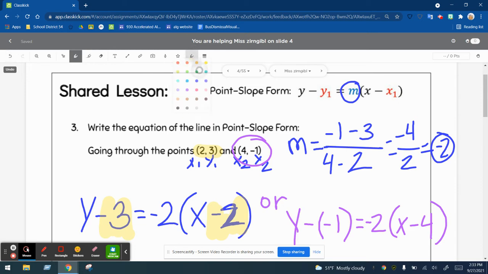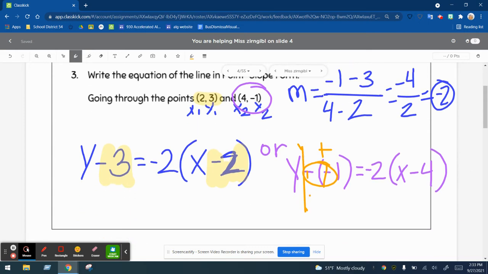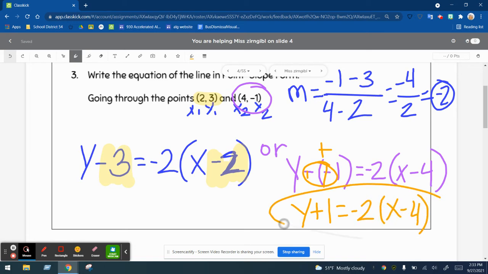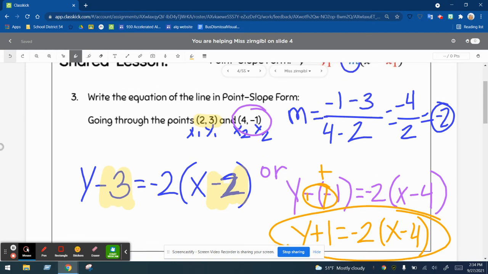So I could use that second point, but see I had that negative in there. What happens if I'm subtracting a negative? This becomes addition, right? So it's actually y plus 1 equals -2 times x minus 4. And that would be your second one. So it does not matter which point you use. It is just important that you keep track if you do have a negative and if you subtract that, what that's going to look like.